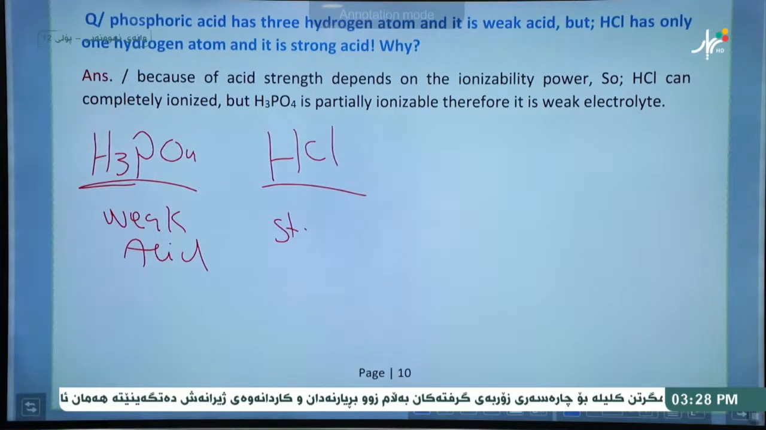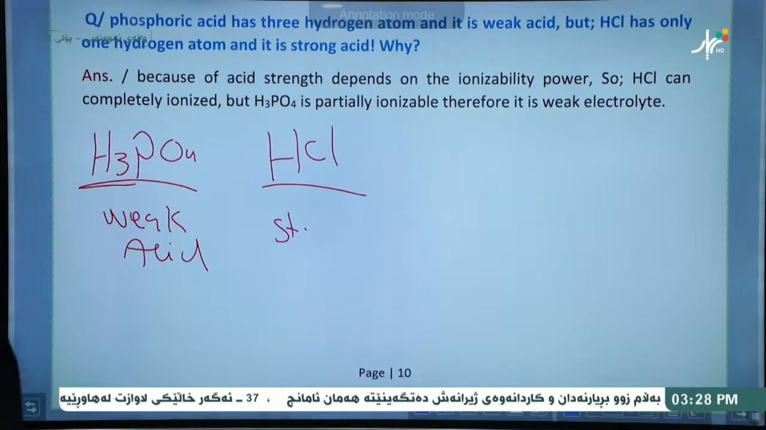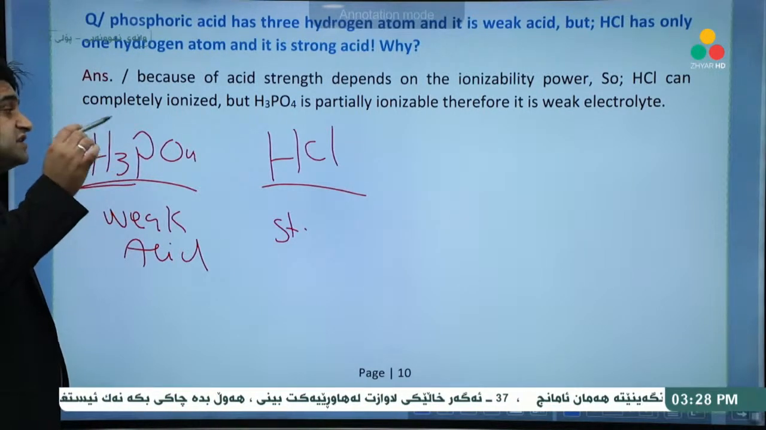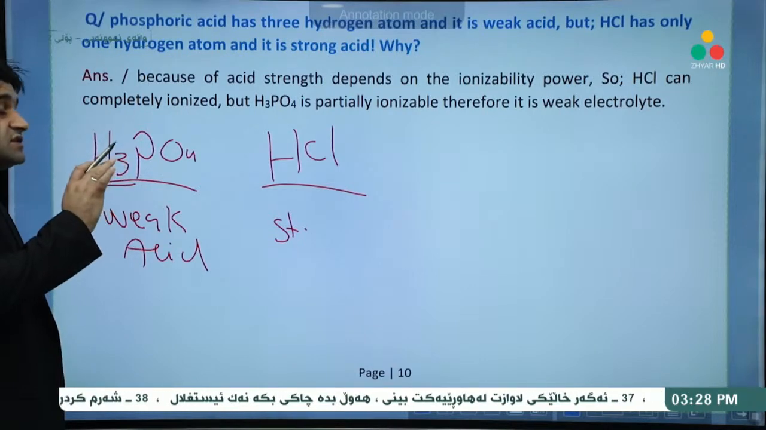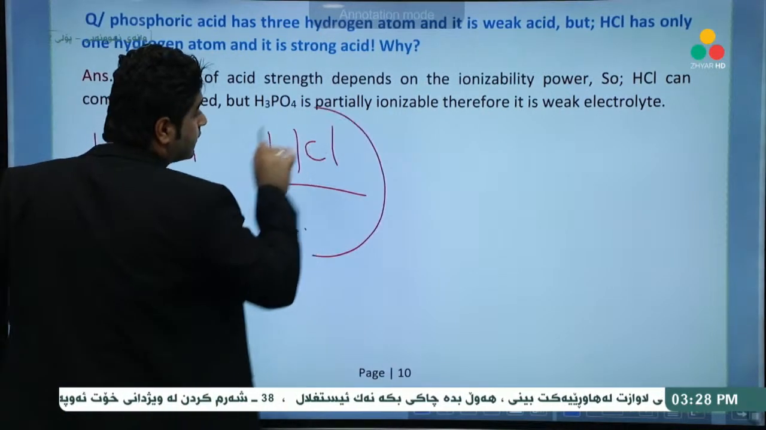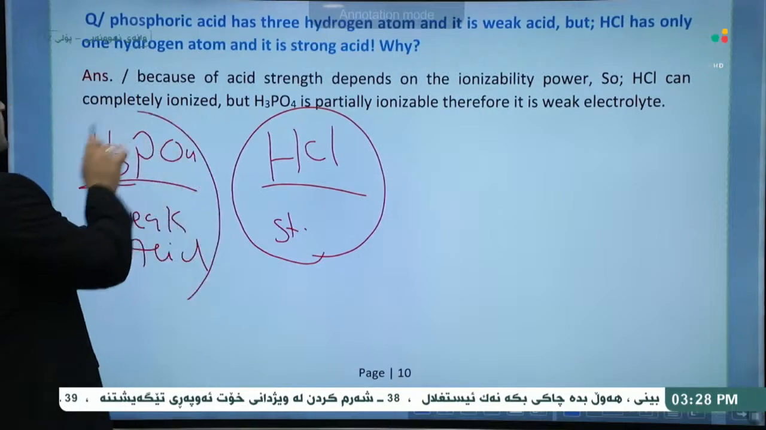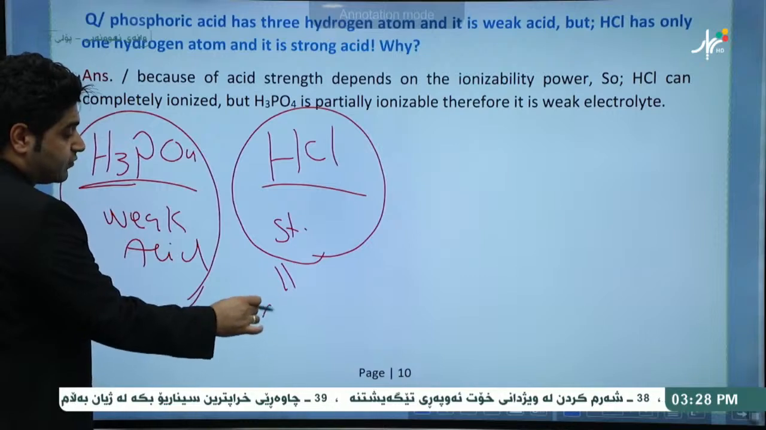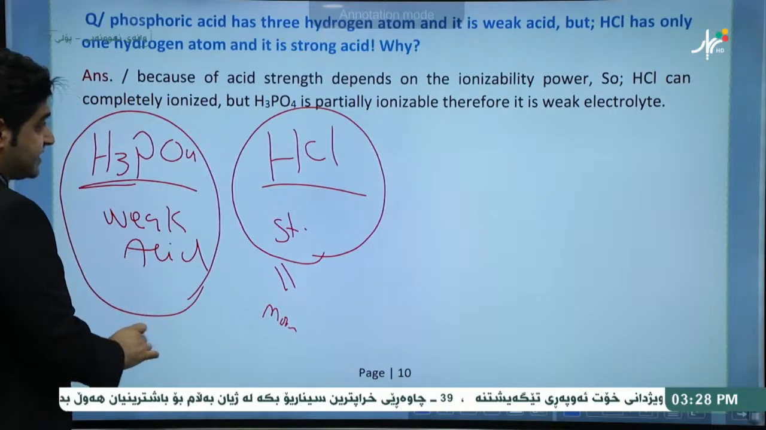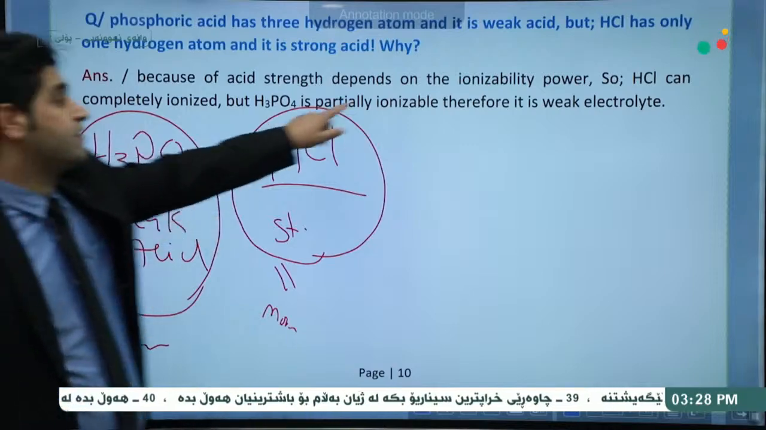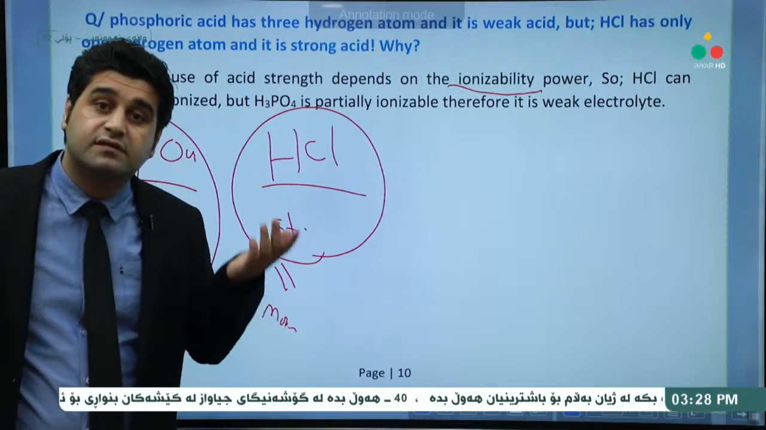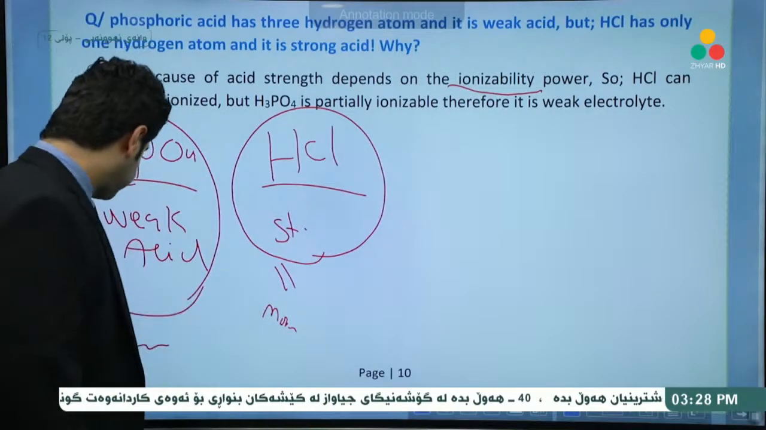Well, the number of hydrogens does not indicate the acid strength. Only producing ions decides whether the acid is strong or not. Here we will get more ions, but here we will get fewer ions. That's why this is strong, because we have more ions. It depends on the ionizability power. As much as the ionizability power increases, the acidity increases.